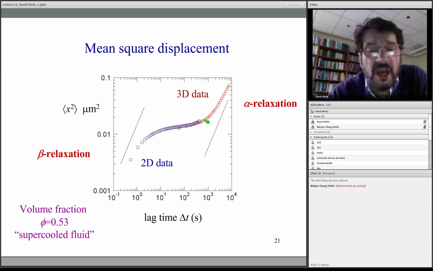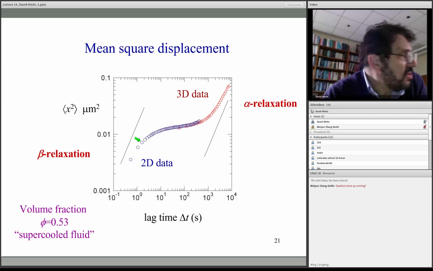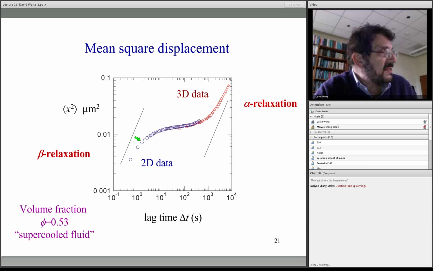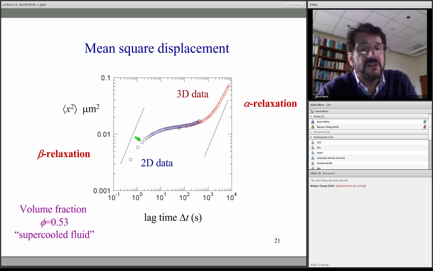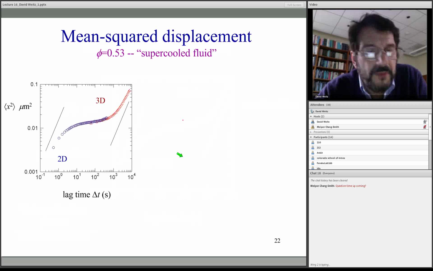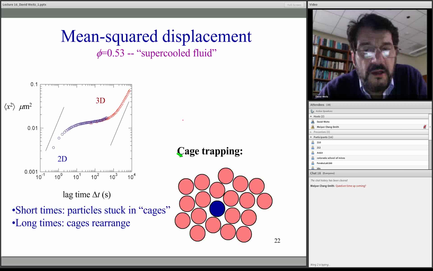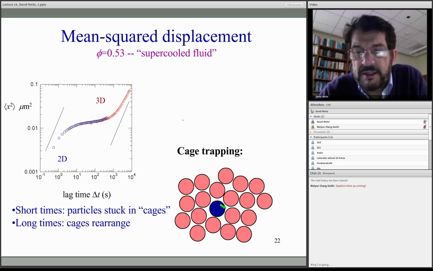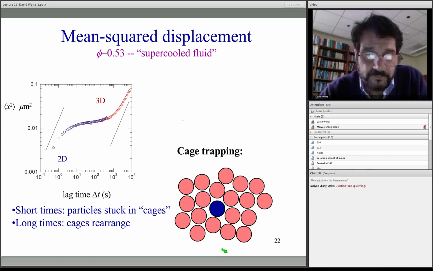At very short times, you can think physically, the particle doesn't know that it has neighbors. It's undergoing diffusive motion inside a cage. In fact, I show that in the next slide. If I look at this particle, at very, very short times, it has very little time for diffusion, has very little time for motion, so it doesn't go very far.